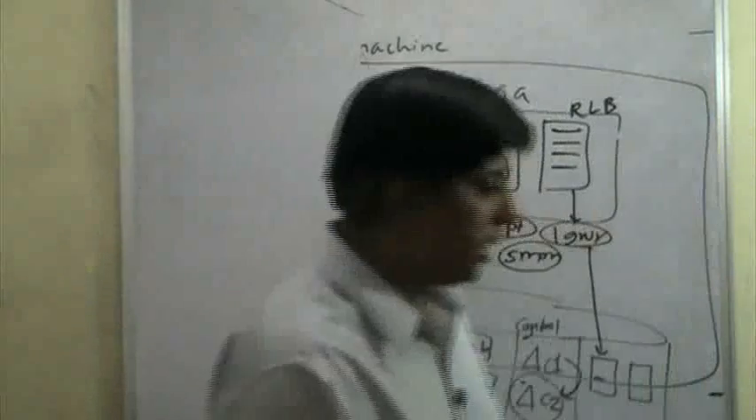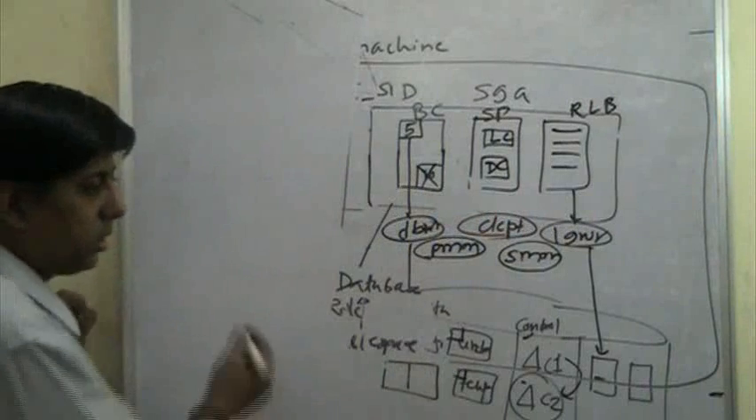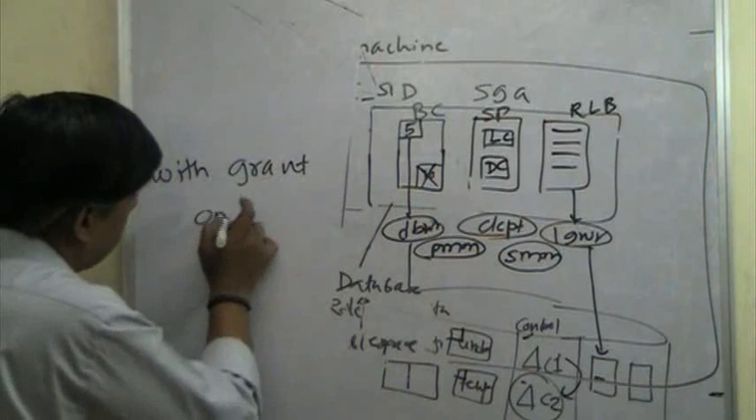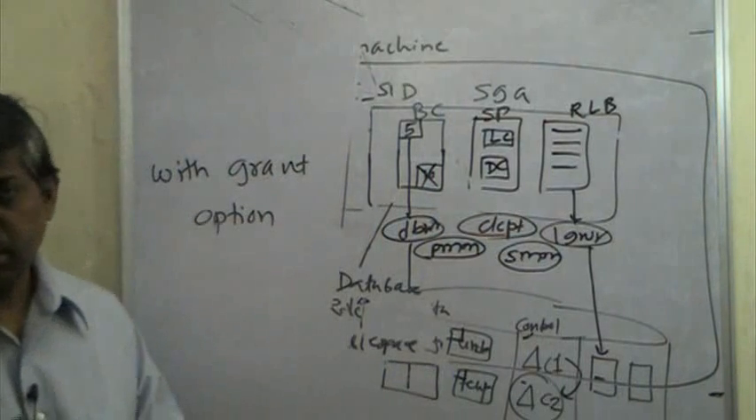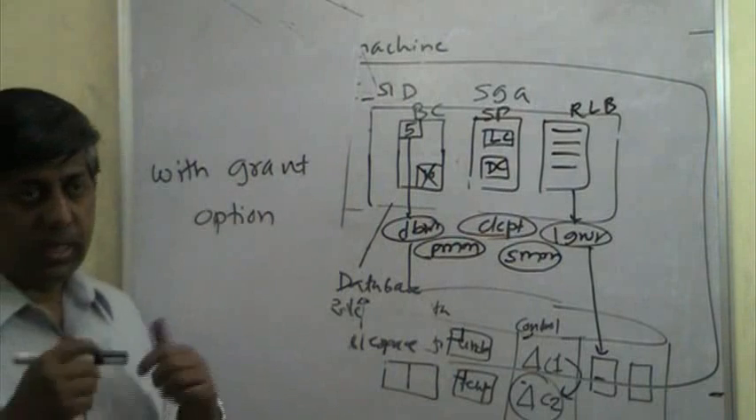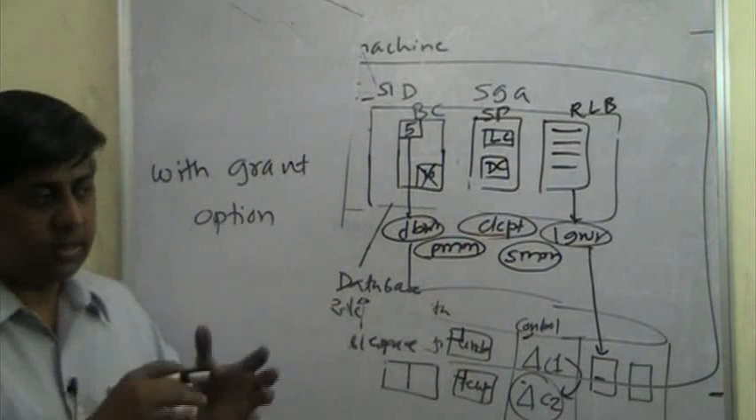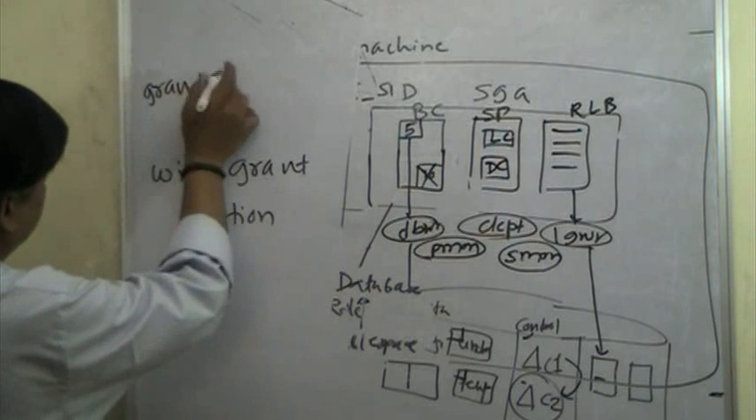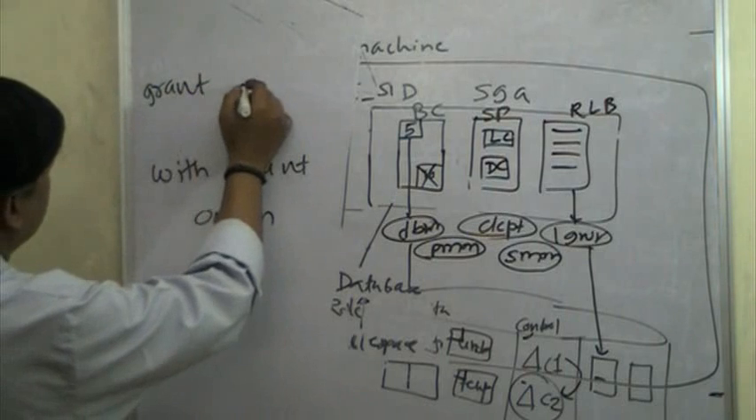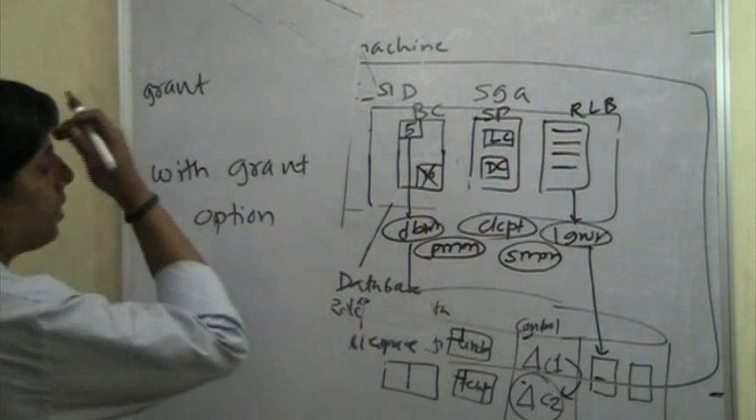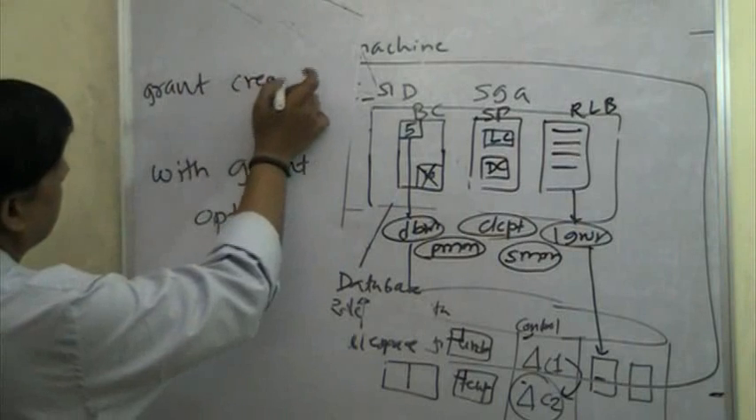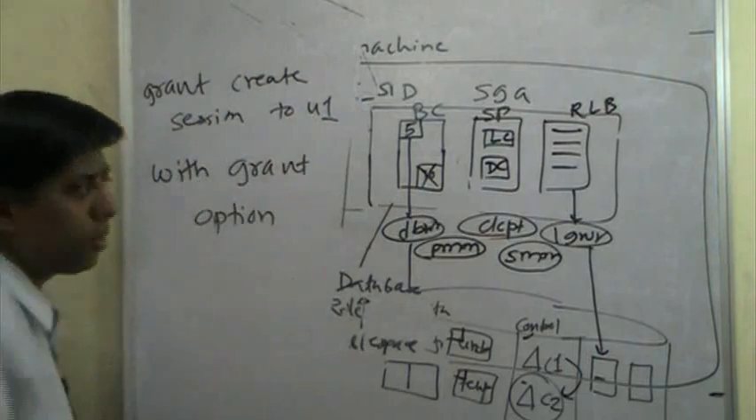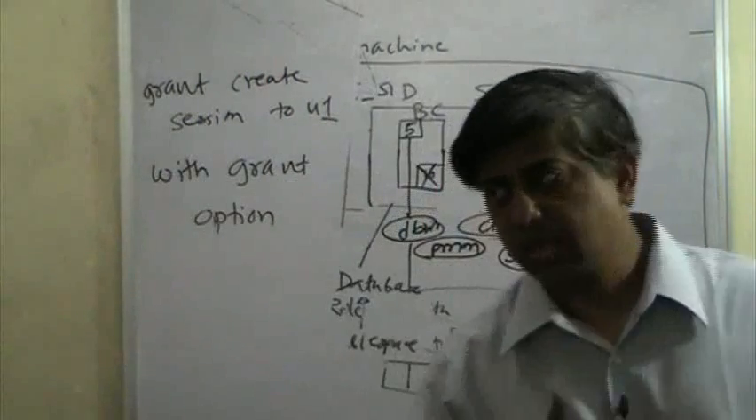And the last question is, what is the meaning of the clause WITH GRANT OPTION? What is the meaning? He can grant to some other user. So he can grant it to some other user. Okay, so can I say this: grant, let us say, create session to a user U1 with grant option. Can I say that? Yes.